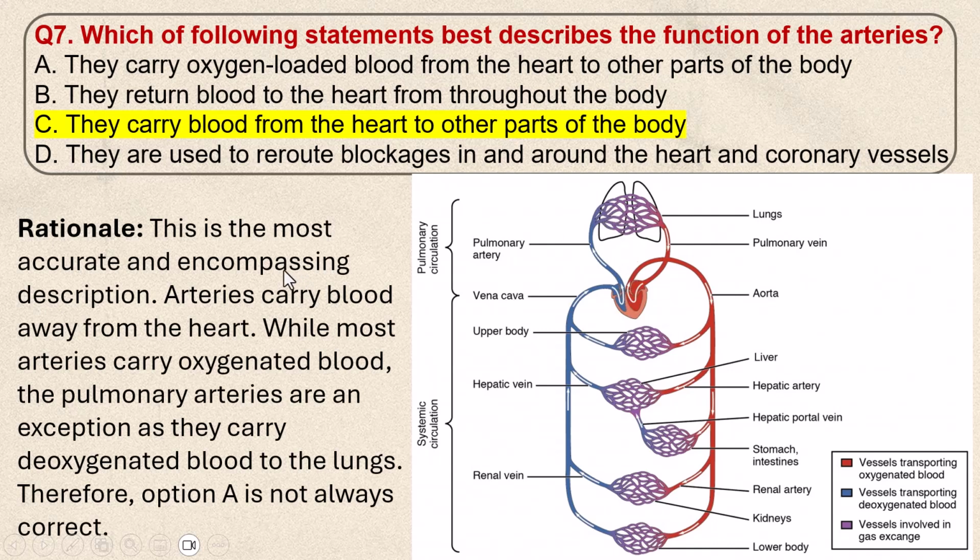So this is the most accurate, encompassing description. Arteries carry blood away from the heart. While most arteries carry oxygenated blood, the pulmonary arteries are an exception as they carry deoxygenated blood to the lungs. Therefore, option A is not always correct.